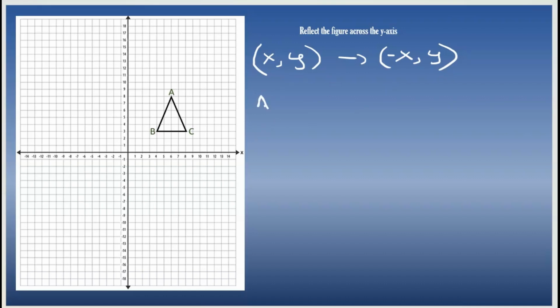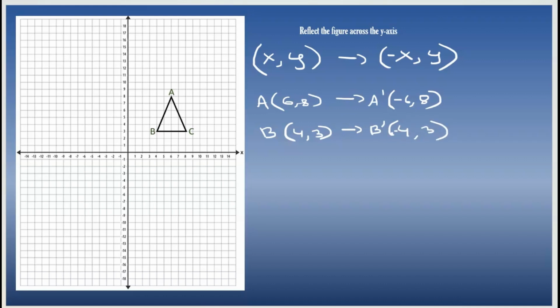So point A is 6 comma 8, and then A prime is going to become negative 6 comma 8. Point B is going to be 4 comma 3, and then B prime would be negative 4 comma 3. And then last point, C, is going to be 8 comma 3, which becomes C prime negative 8 comma 3.